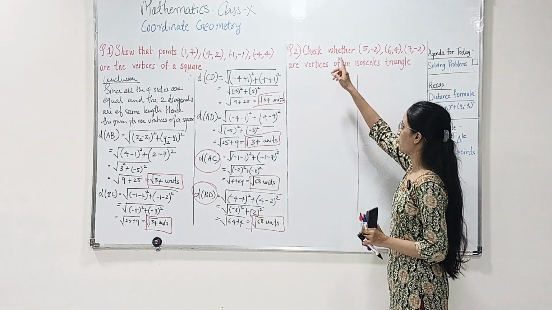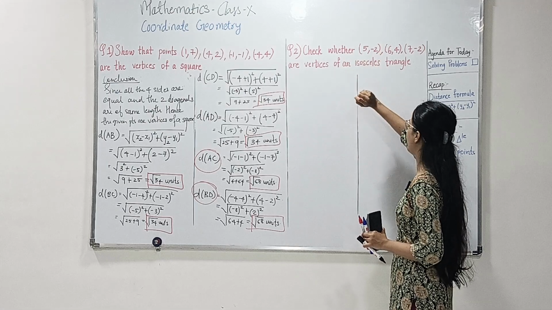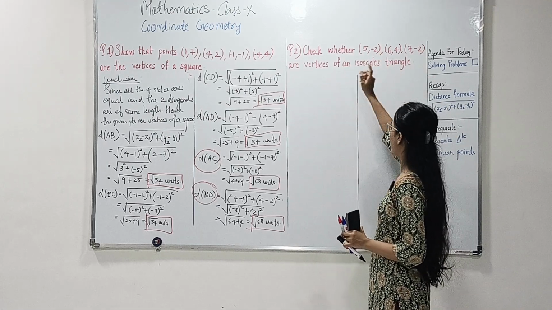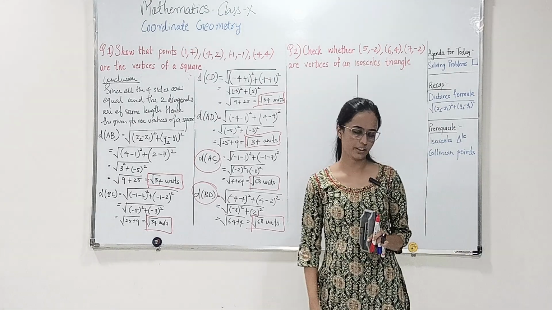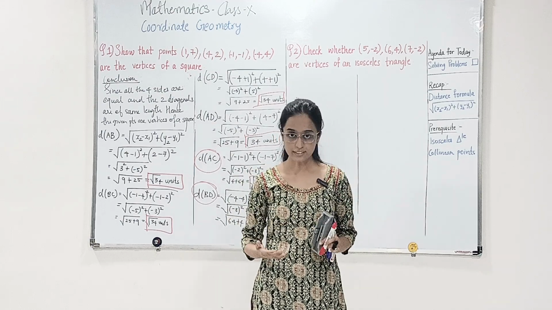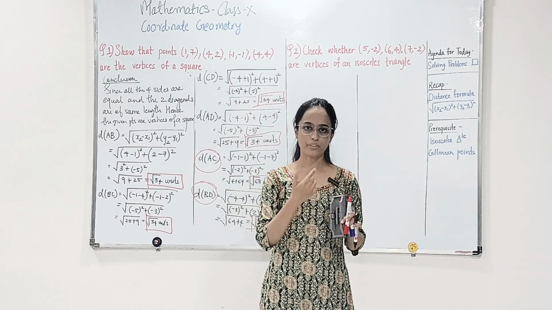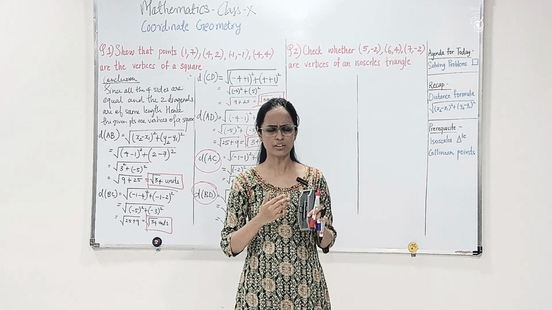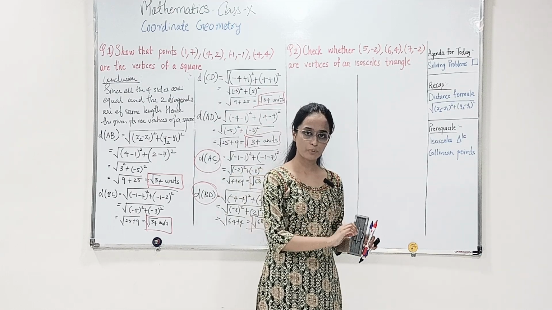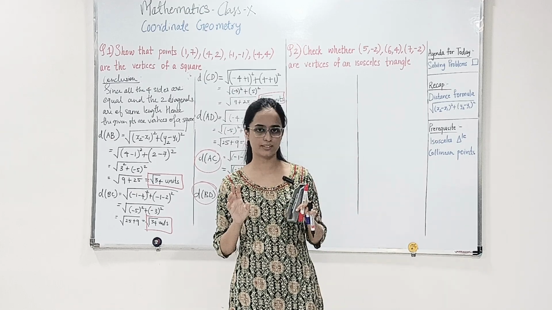It says that check whether (5, -2), (6, 4), (7, -2) are the vertices of an isosceles triangle. So here you have been given 3 coordinates and you are being asked whether this forms an isosceles triangle, meaning you have to show that it is an isosceles triangle. So again we are supposed to use the property of an isosceles triangle.